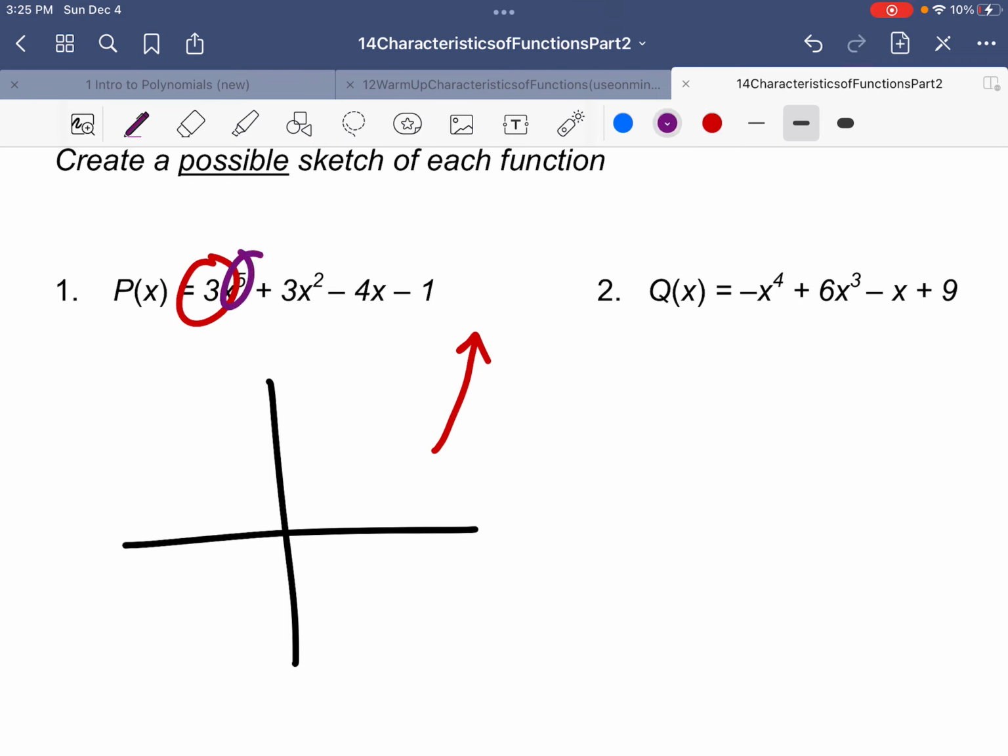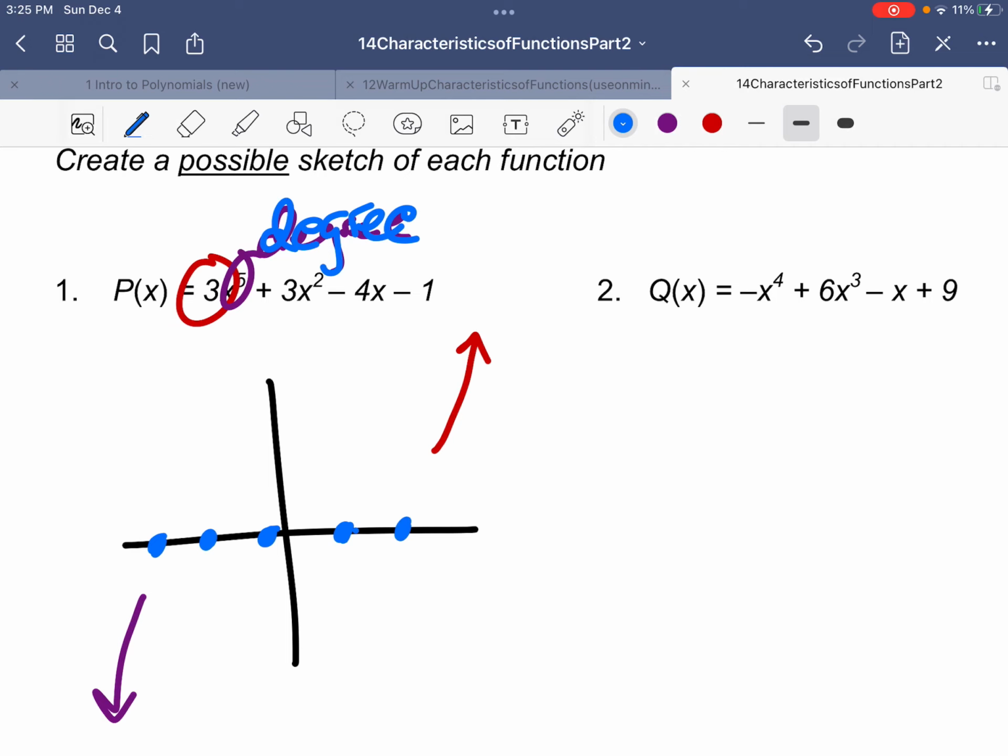And then the degree tells me that since it's odd, we're going to have the opposite behavior to the left. Are you comfortable drawing something going down to the left? Now, the other thing about the degree is that it also gives me the max amount of x-intercepts. In other words, I can be sure that I can end up with 5 x-intercepts. Now, do I know exactly where they are? I don't. But I know that I could end up with 5.